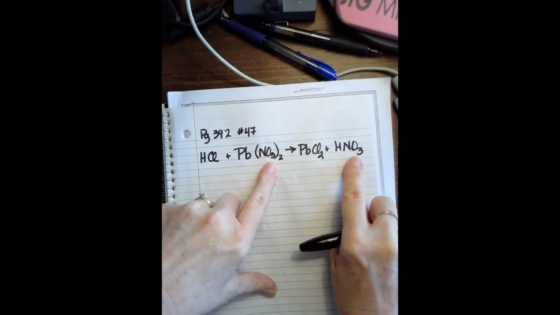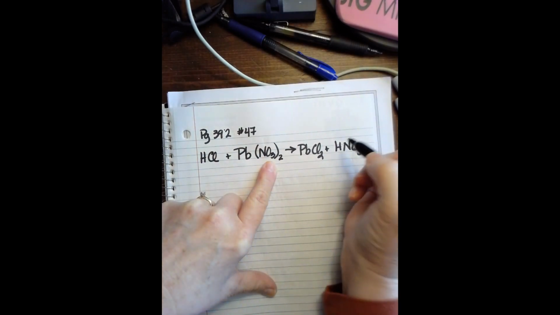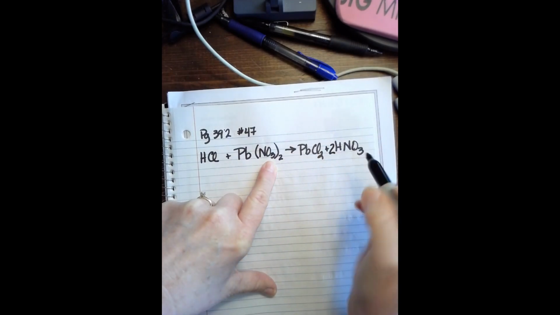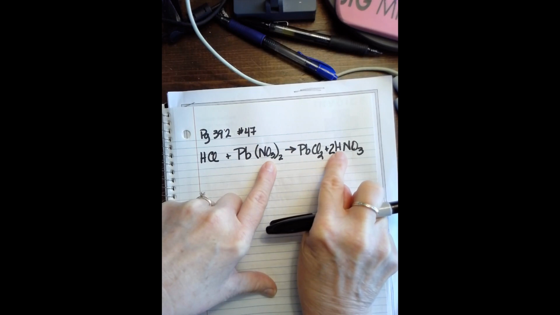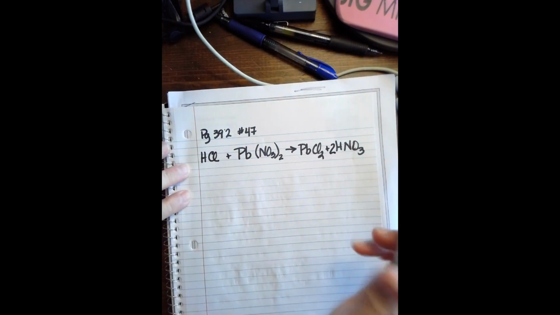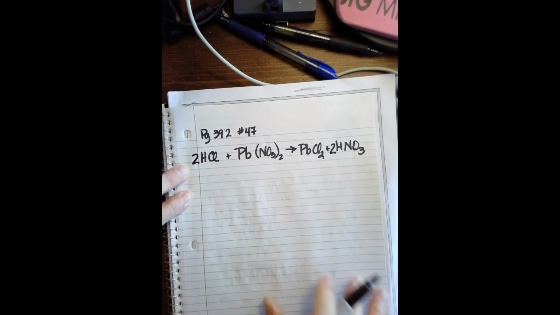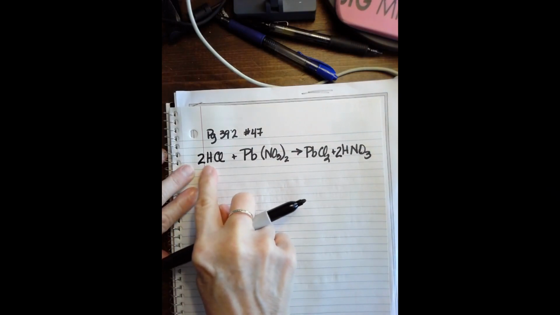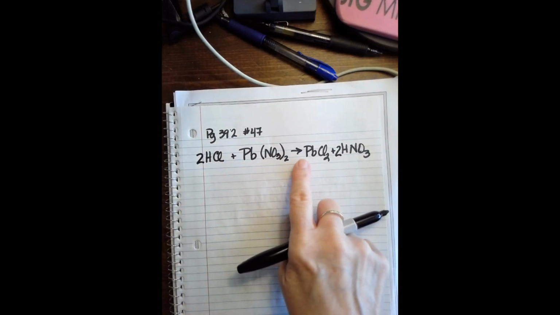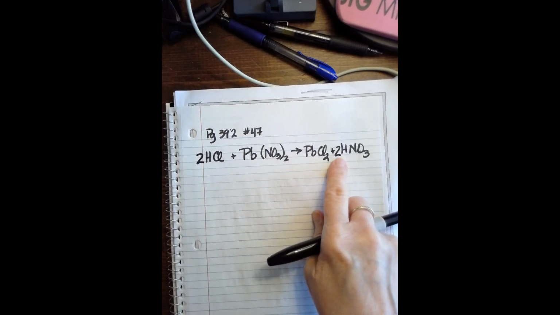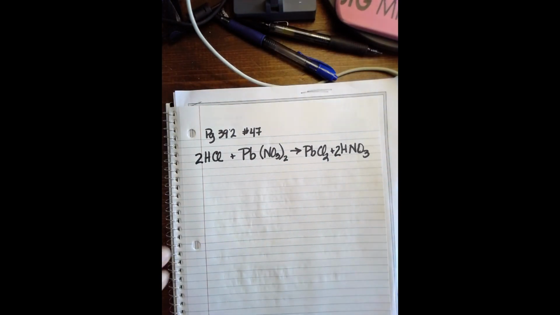We have 2 nitrates here, so we're going to need 2 nitrates here. So I'm going to put a 2 here. And then I have 2 chlorines here, and this has changed to 2 hydrogens. So to balance that, I will need this to say 2 hydrochloric acid plus 1, 1, and 2. So that is the way that I would balance that equation.